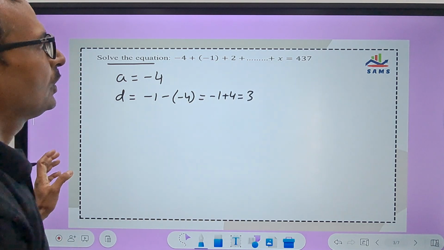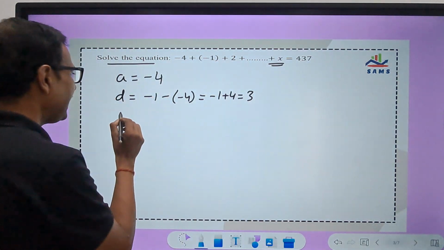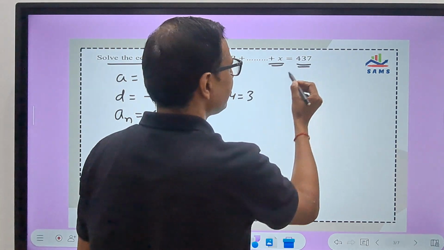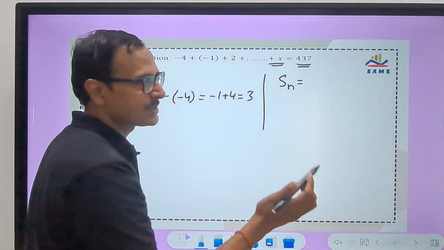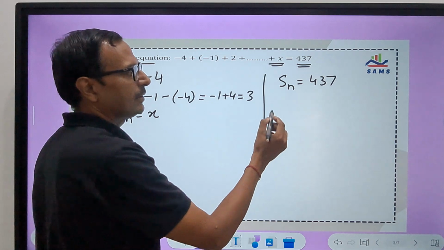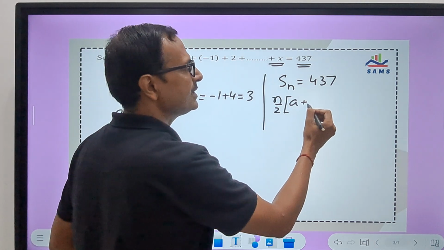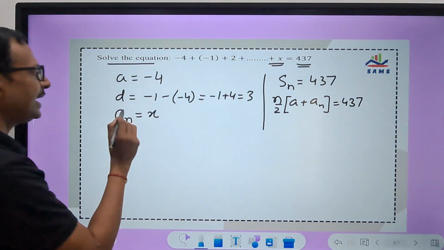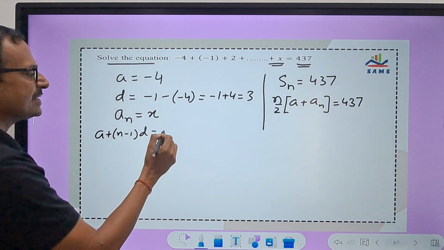Right? Now, what is this x? X is a part of this series, right? And therefore an, that is the last term, is x. And what is this 437? It is actually Sn, that is sum of all the terms, and that is 437. Now for Sn, the formula is n upon 2 times (a plus an), right? And that is given as 437. And for an, the formula is a plus (n minus 1) into d, that is given as x.